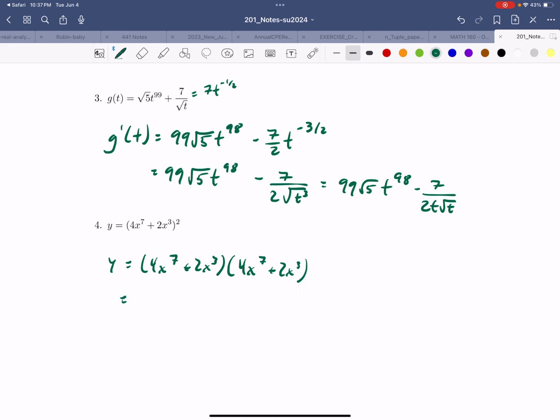And then we just have to multiply it out. We get 16x to the 14th plus 16x to the 10th plus 4x to the 6th.